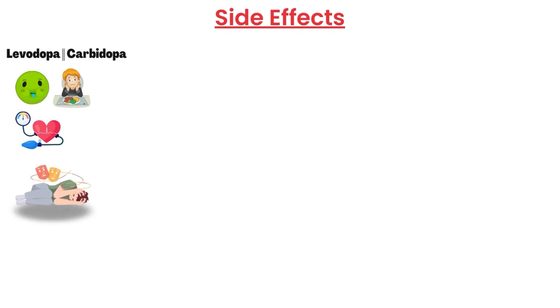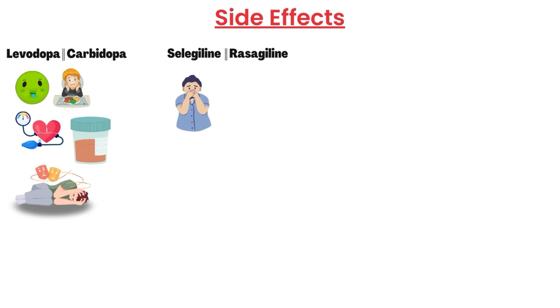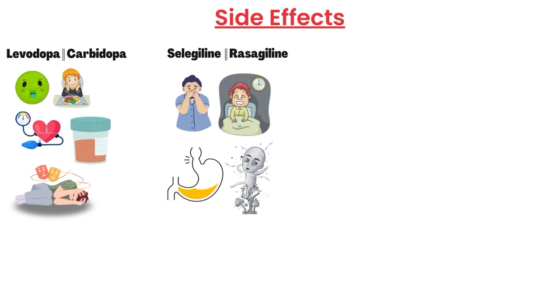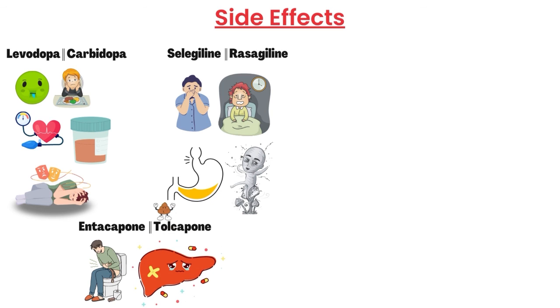Now, when it comes to side effects, Levodopa in combination with Carbidopa may cause nausea, loss of appetite, hypotension, mental disturbances, and discoloration of urine, sweat or saliva. Selegiline and Rasagiline may cause nausea, insomnia, dyskinesia, and visual hallucinations. Entacapone and Tolcapone may cause discoloration of urine, sweat or saliva, and diarrhea, which can get severe particularly with the use of Tolcapone. In addition to that, Tolcapone has been associated with liver toxicity.